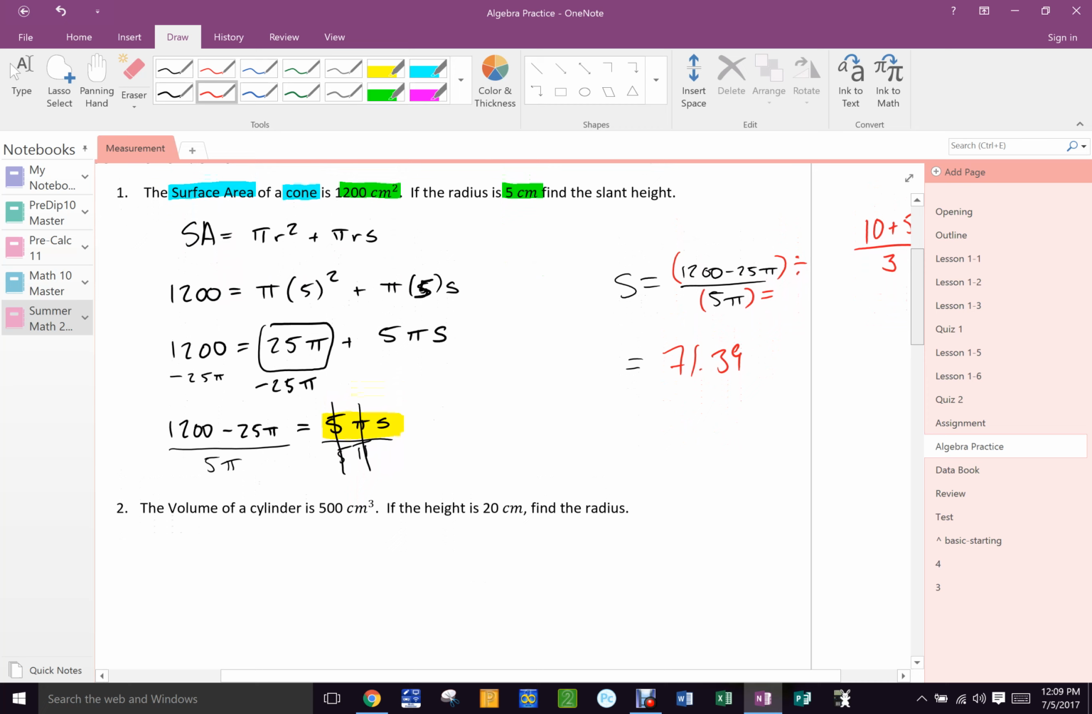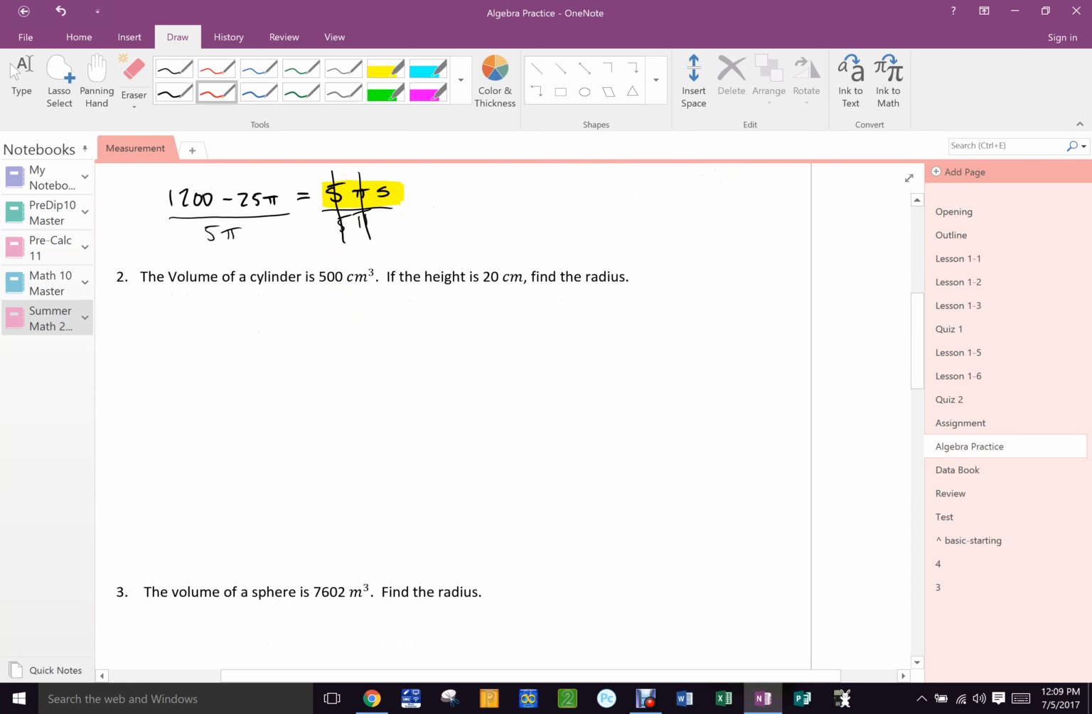Everybody cool? Okay, so let's look at the next one. Volume of a cylinder is 500 centimeters cubed, and I have the height. So that tells me what formula I need. I need volume, and I need cylinder. So volume of a cylinder is pi r squared h. What do I know?